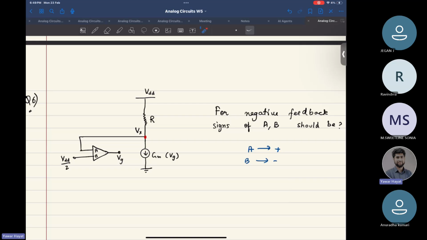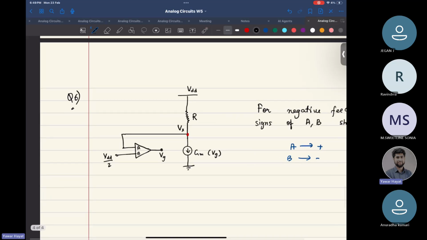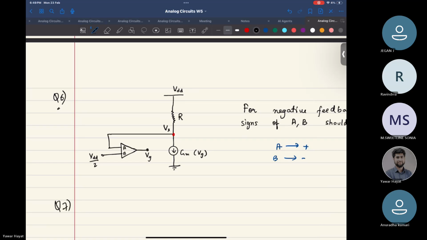Now assume that this op-amp is ideal. If you assume that this op-amp is ideal and obviously in the negative feedback configuration, can you find VDD by G? That is our question 7. Okay, this is a follow-up question. What is VDD by G?